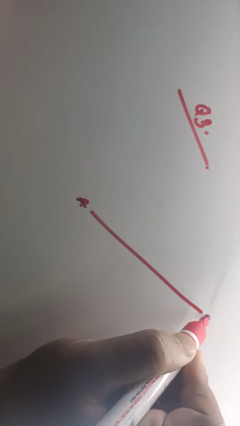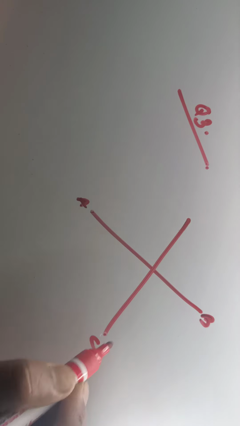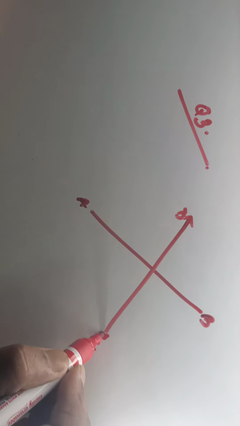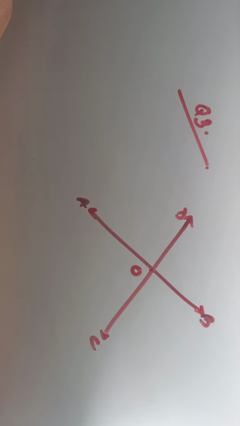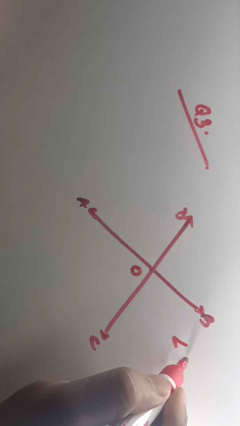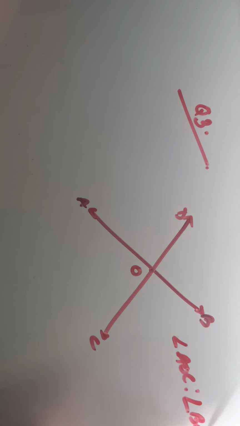Okay, we move on to number 3. In this question, lines AB and CD intersect at O. So I can take this line as AB and this line as CD, and both of them intersect at O. Angle AOC is to angle BOC, they are in the ratio of 5:7.